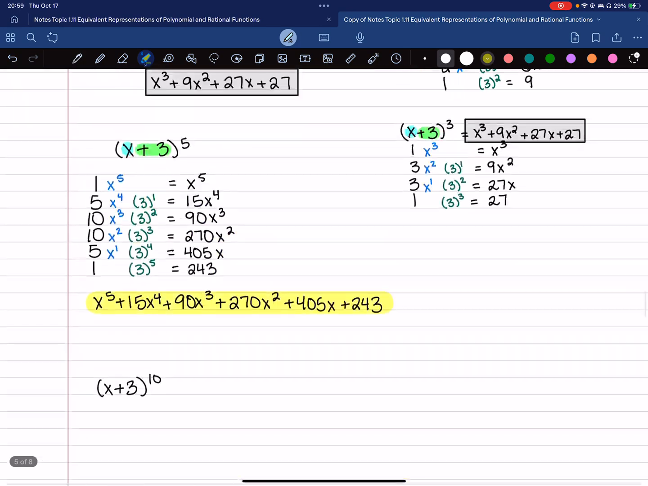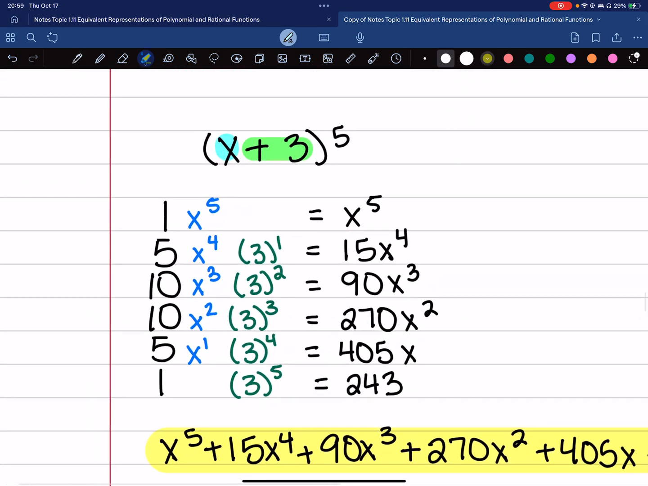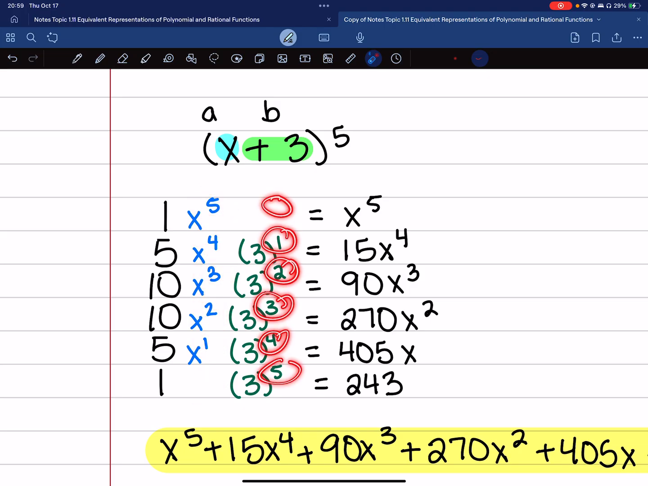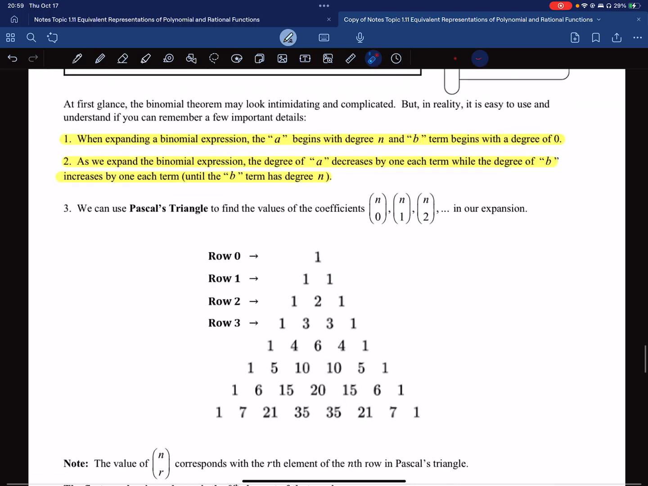So if I look back to the ones that we've done, in this case, the a is x, the b is 3. So notice that for a, these exponents are decreasing until there's none, while these are increasing until it gets to a degree of 5. That's what that's talking about.